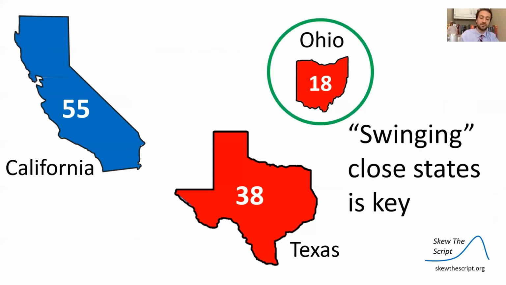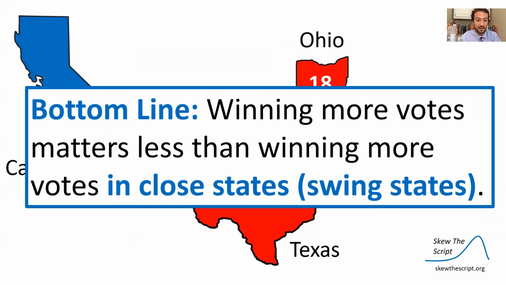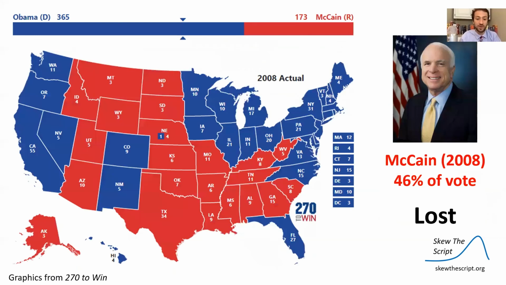And I think what's important to highlight here is swinging these close states is key. We saw that California had far more Democrats than Republicans, Texas far more Republicans than Democrats, Ohio was very close. And swinging states like that is key to swinging the election. The bottom line here is winning more votes overall matters less than winning more votes in close states like Ohio, which are dubbed swing states.